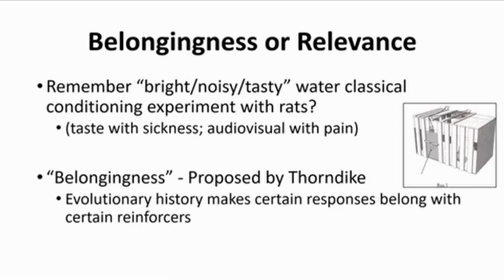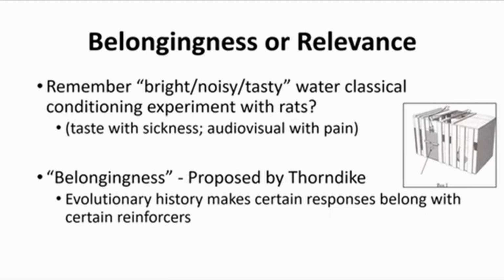And so Thorndike proposed that maybe the evolutionary history of an organism makes certain responses belong with certain reinforcers. And if certain responses do not belong with the particular reinforcer that's being used, then maybe they don't work. Maybe we can't learn to do that particular response.